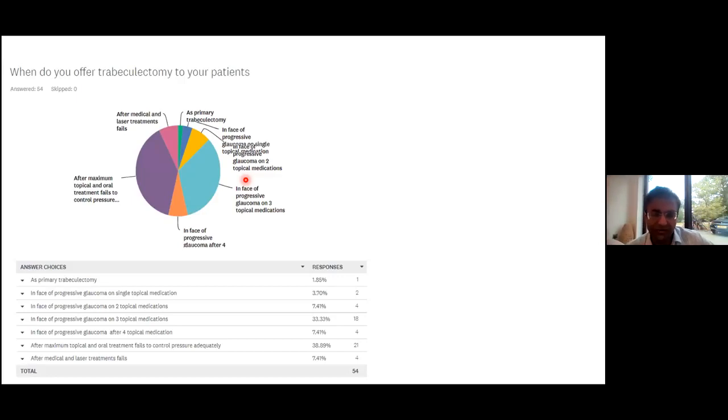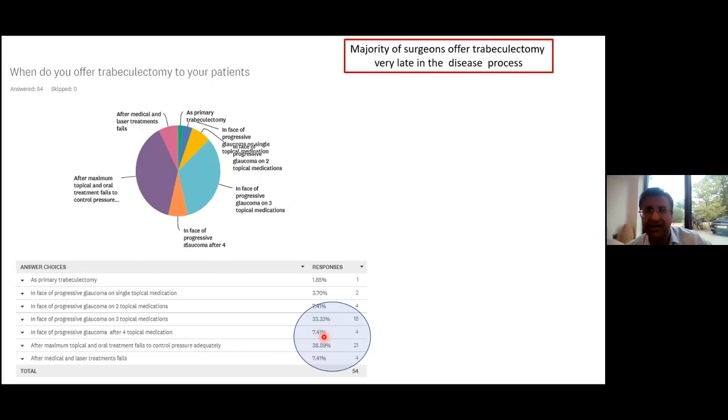Now, this was a very important question, and at this point, I was a bit disappointed to find that the overwhelming majority of these experienced surgeons who do regular trab offer trab very late in the disease process, when at least the patient has progressive disease in the presence of at least 3 topical medications, or sometimes 4 topical, or when the medical topical and oral treatment has failed, or when the medical and surgical treatment has failed. Only then is the trabeculectomy offered. So about 93% of the surgeons offer trabeculectomy to patients very, very late in the disease process.